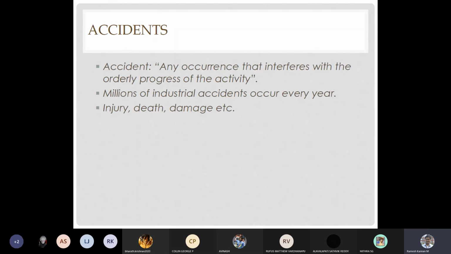And one such problem in our country is the accommodation of safety procedures, or in fact the safety markings or something like that still need to be done in major companies, right? So what is an accident? It is any occurrence that interferes with the orderly progress of the activity.